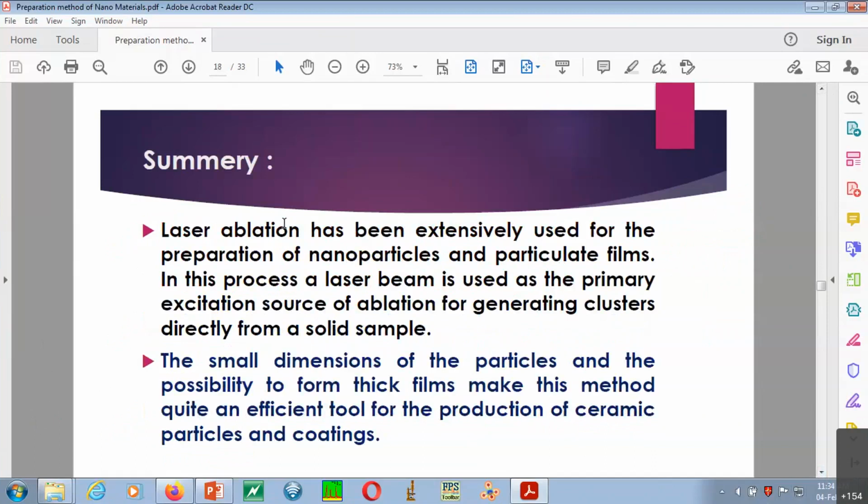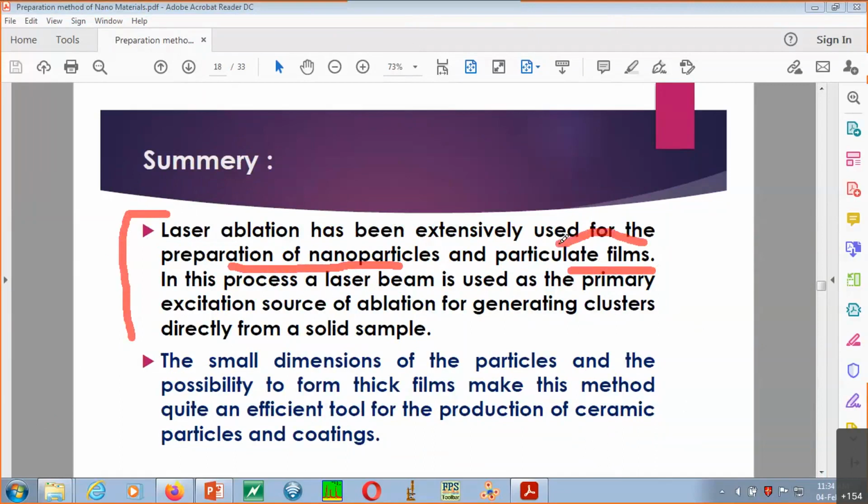Here is the summary. Same thing I have written down over here, but let me go through it a little bit fast. It is very extensively used for the preparation of nanoparticles and particularly films, because we are depositing the materials on a substrate. If it is on a substrate, generally we consider it as a film. So for creating films, we prefer the laser ablation method extensively.